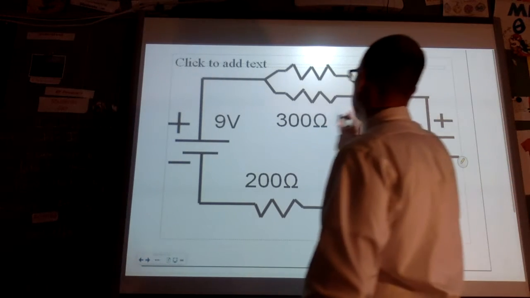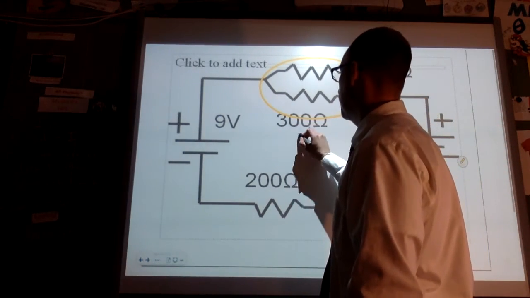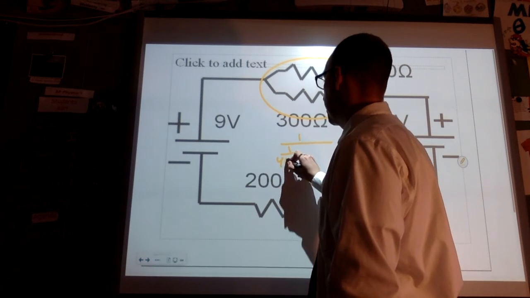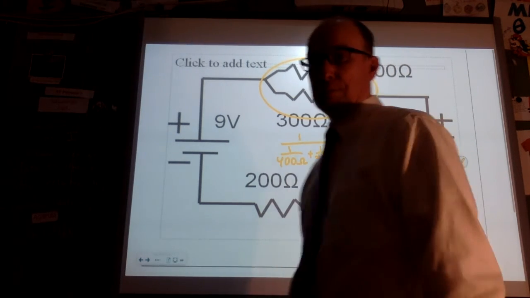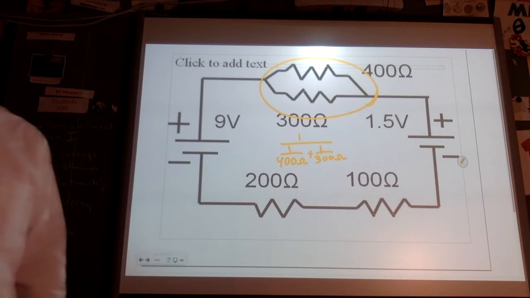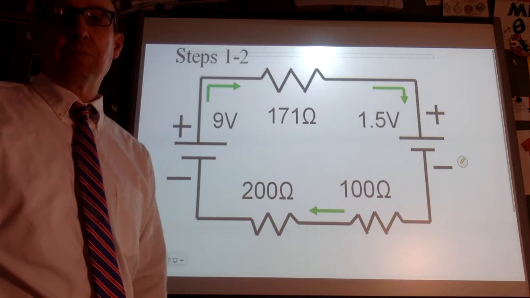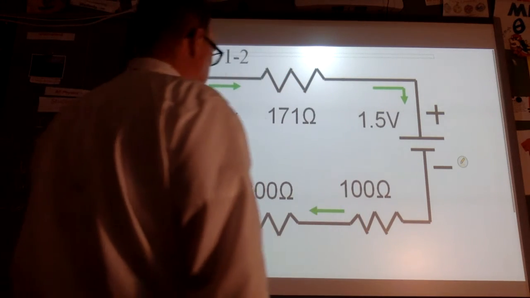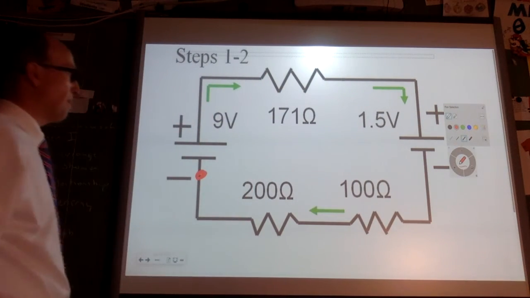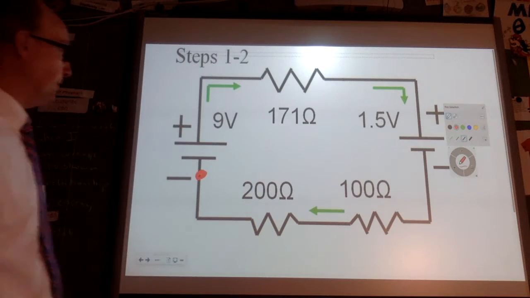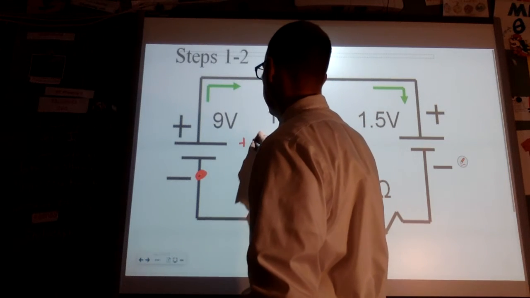All right, so the first thing that I'm going to do is get rid of this. I'm going to combine those, and I'm going to say that those two resistors could be replaced with one resistor equal to 1 over 400 ohms plus 1 over 300 ohms, and that is 171. And now I'm going to start someplace. Doesn't matter where. I'm going to start here. In this case, I go across a battery, so I'm going to add plus 9 volts. I'll do here.